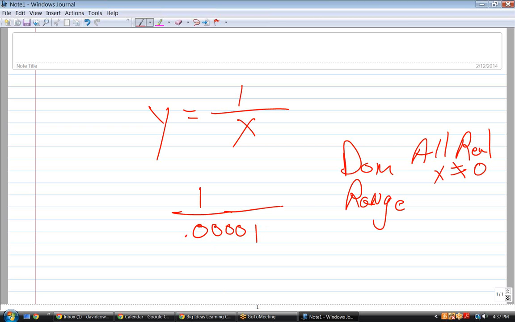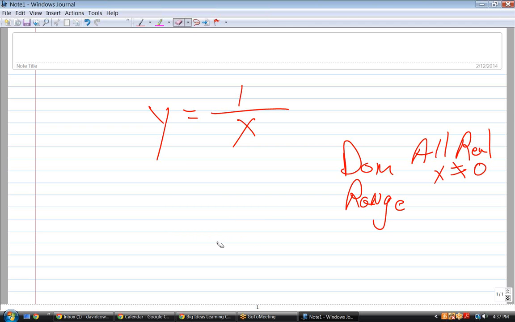Okay. So I can make y extremely small. I can make y extremely big. I can make y negative by making x negative. And I can make y positive by making x positive. So right offhand, it feels like I can make y anything I want. My range should be all reals.